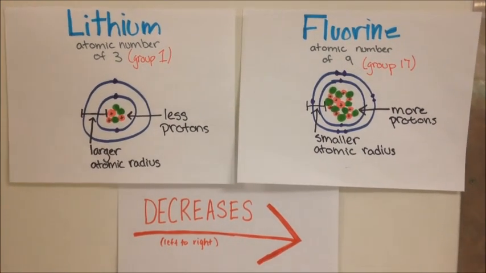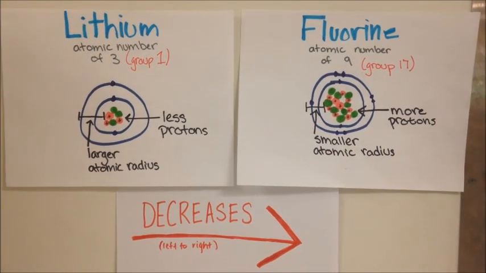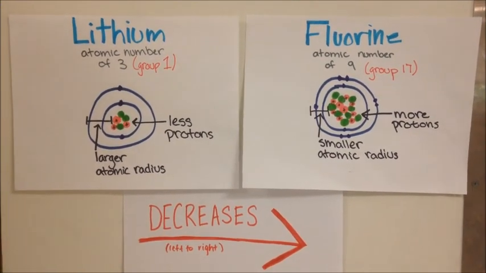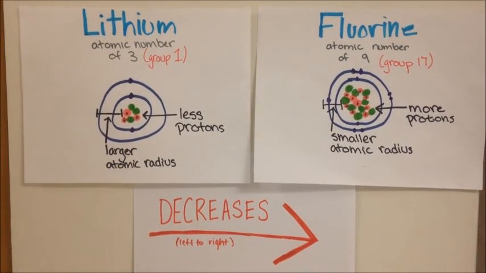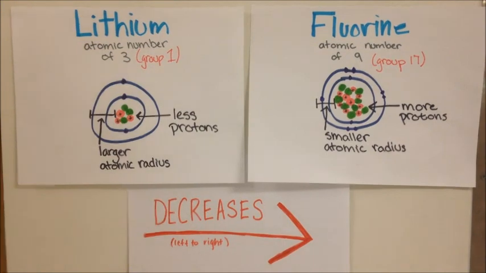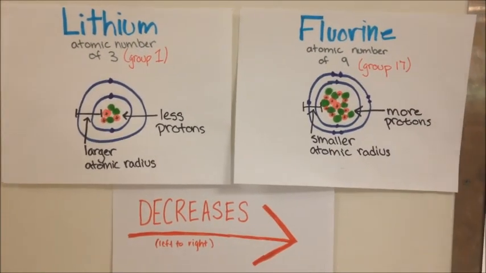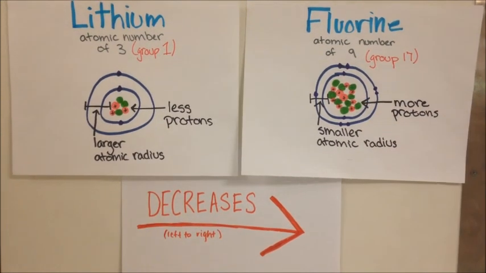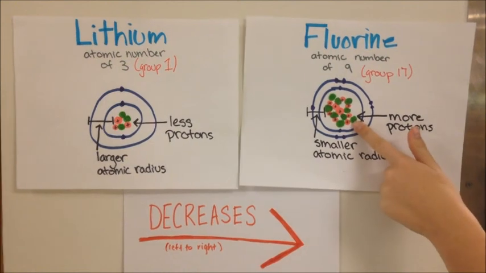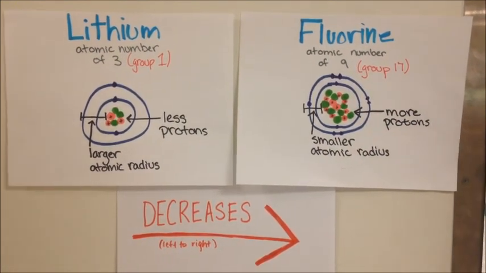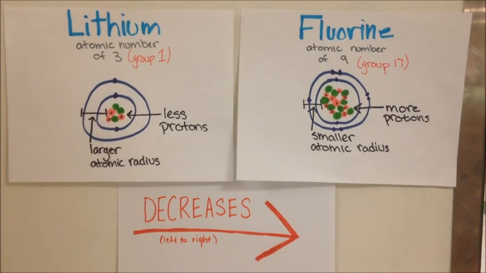Fluorine, on the right side of the periodic table in group 17, has 9 electrons, 9 protons, and 2 energy levels. You may think that because these two elements have 2 energy levels, they must have the same atomic radius. However, they don't. Because there are more protons in fluorine, there's a higher attraction between the negatively charged electrons and the positively charged protons. Therefore, the atomic radius is smaller because the energy levels are held in tighter.